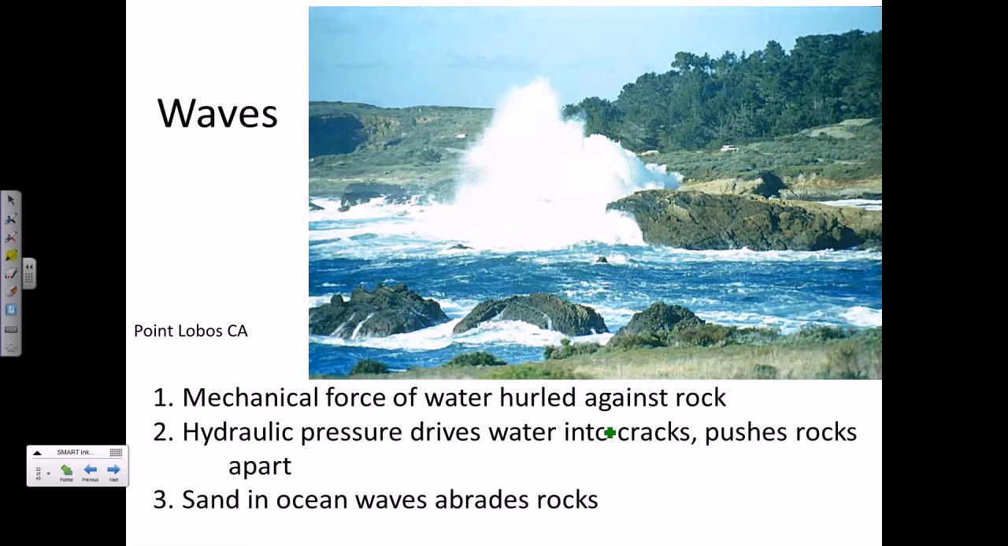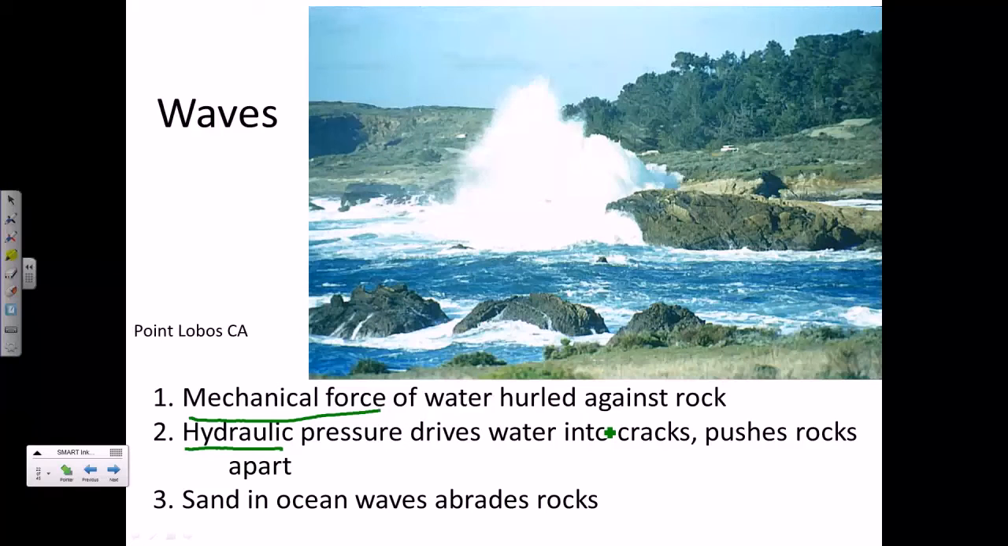In general, we have mechanical forces. Water is fairly heavy, so you hit something with something heavy and it can break apart. So just the weight of the water on the rock can break it up. We've also got hydraulic pressure. This would be equivalent to putting your thumb over the end of a garden hose and restricting the volume of water that can come out at a given time. It increases the pressure and squirts the water a greater distance. Water that's hurled against rock will find its way into cracks, and that will help to increase the pressure in those cracks and push the rock apart.